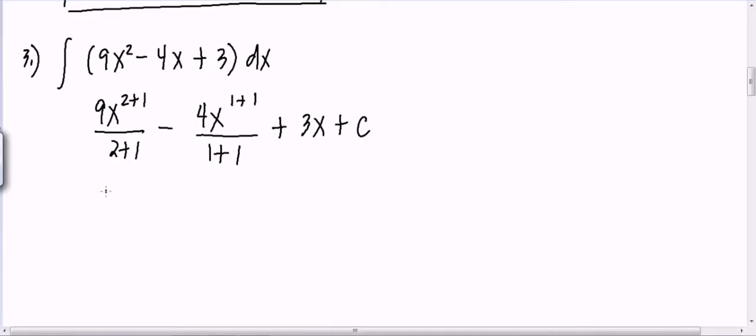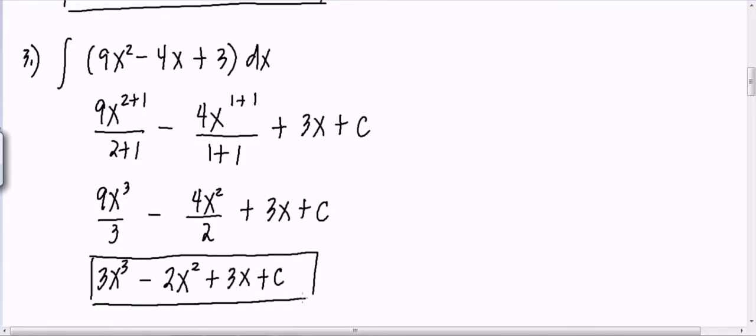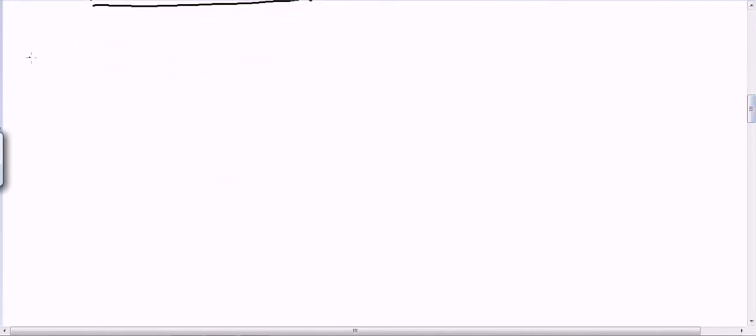And then, simplify. So, 9x cubed over 3 minus 4x squared over 2 plus 3x plus c. So, the final answer is 9 over 3, that is 3x cubed minus 4 divided by 2 is 2x squared plus 3x plus c. So, the final answer is this one. Okay? Sige, let's have naman fractions.